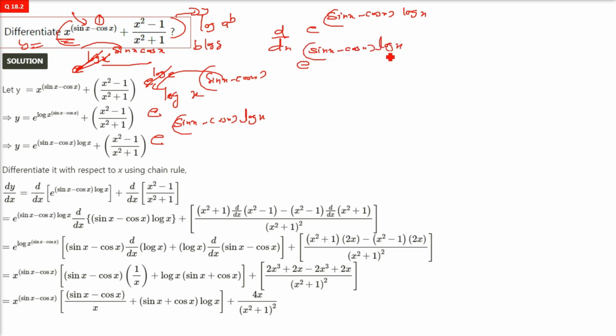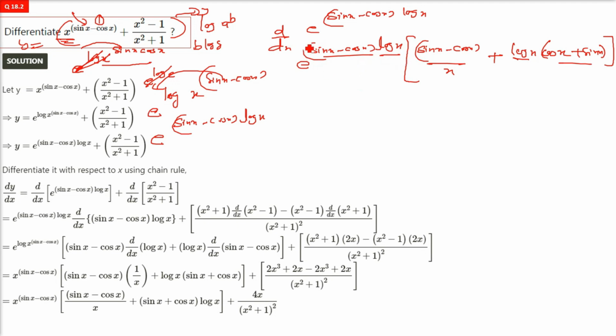Now sin x minus cos x into log x, this differentiation has to be done. So what we can do is sin x minus cos x I am taking outside, I am applying the product rule. Log x is 1 by x, plus log x will take outside, sin x will be cos x, and cos x will be minus sin x, so it will be plus sin x. So this is the whole differentiation of the first part. This is your first term.